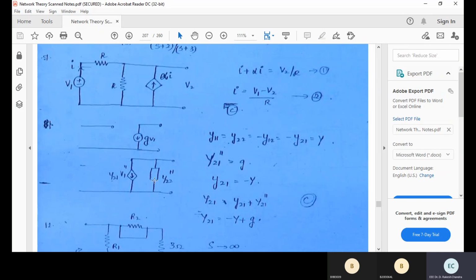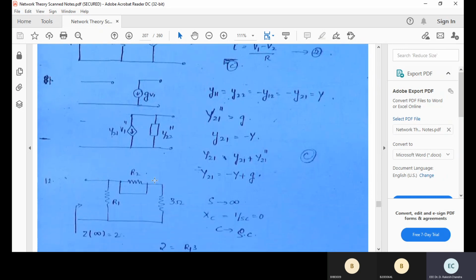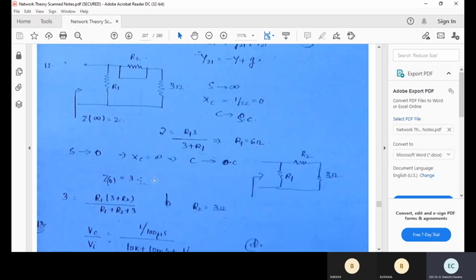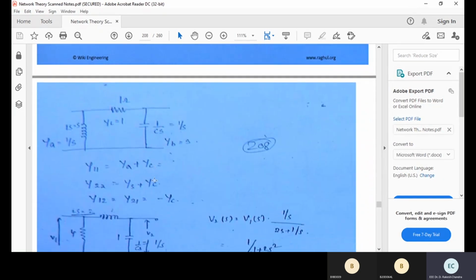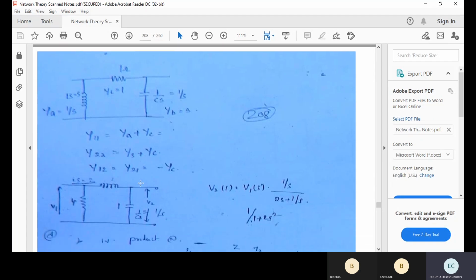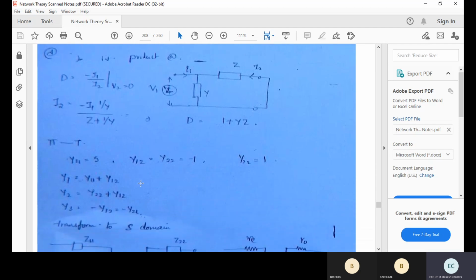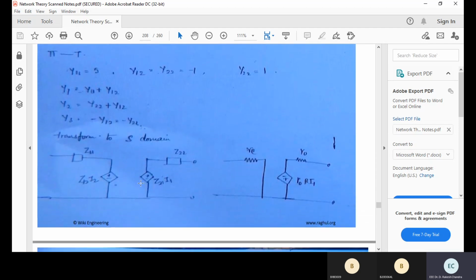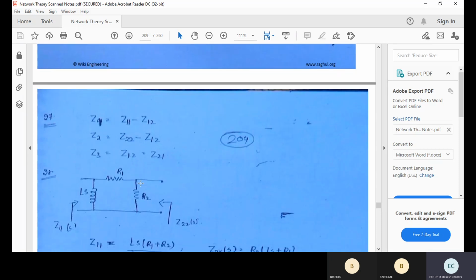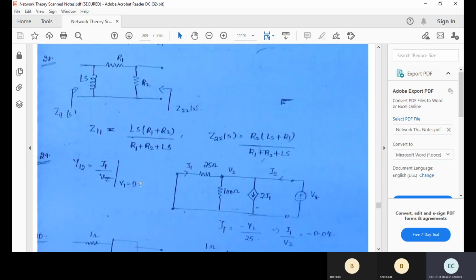equations. Otherwise, for the standard formulas, you can remember what is Y11, what is Z11, and apply them. In order to find Y11, it is a short circuit parameter, so you have to short one side. In order to find Z parameters, you have to open one side. For any given network, you can develop the equations and find your Z and Y parameters, whether it is a dependent or independent network.